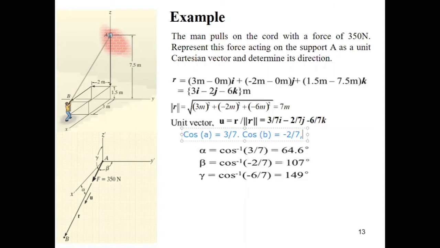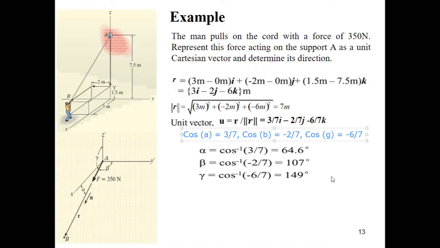And cos gamma, I'm taking G for gamma, equals negative 6/7. How are these coming? These are coming from here: 3/7 is cos alpha, negative 2/7 is cos beta, negative 6/7 is cos gamma.